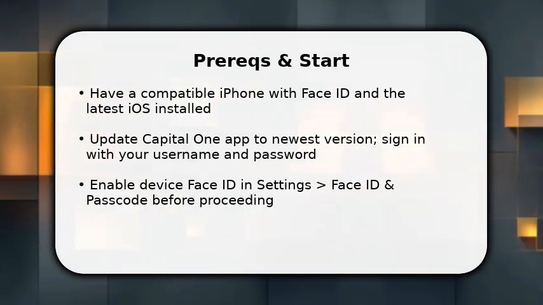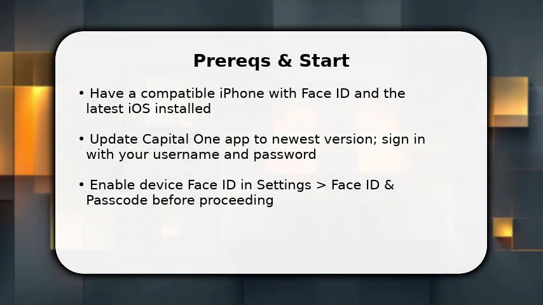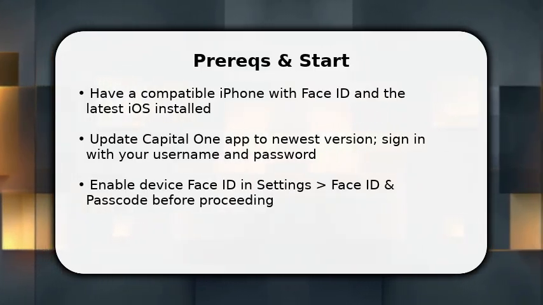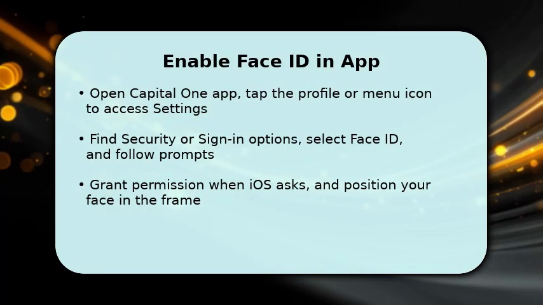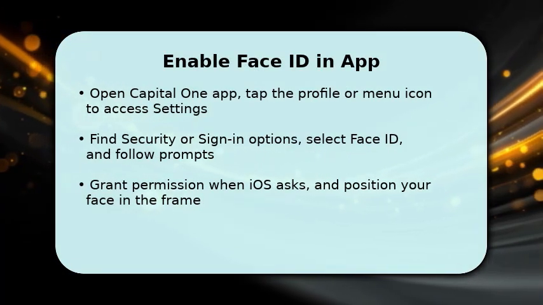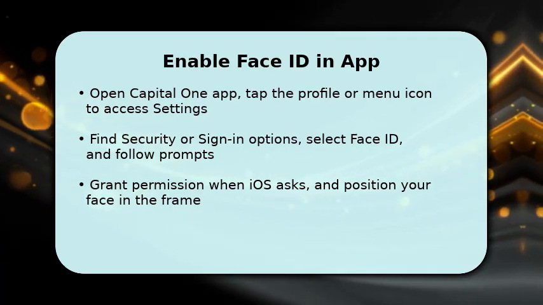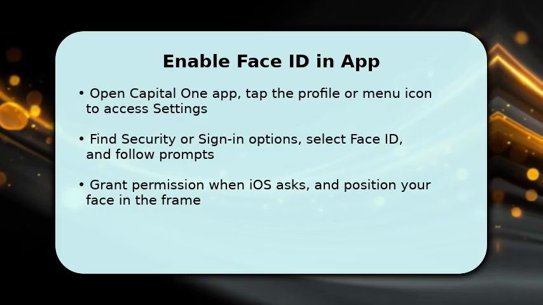Now return to the Capital One app, since we'll start the in-app setup immediately to link Face ID securely to your account. You'll navigate to the Capital One app settings to enable Face ID. Open the menu and tap Security or Sign-in options. Once you choose Face ID, the app will show step-by-step prompts.